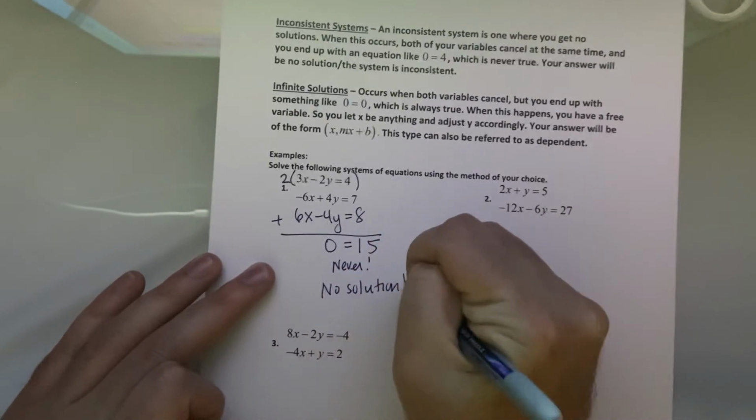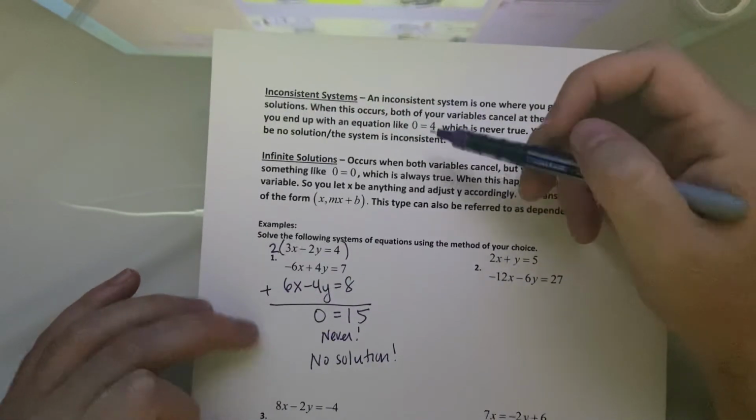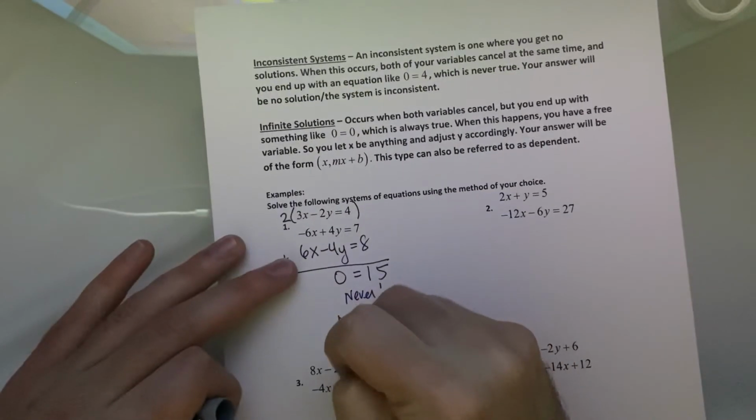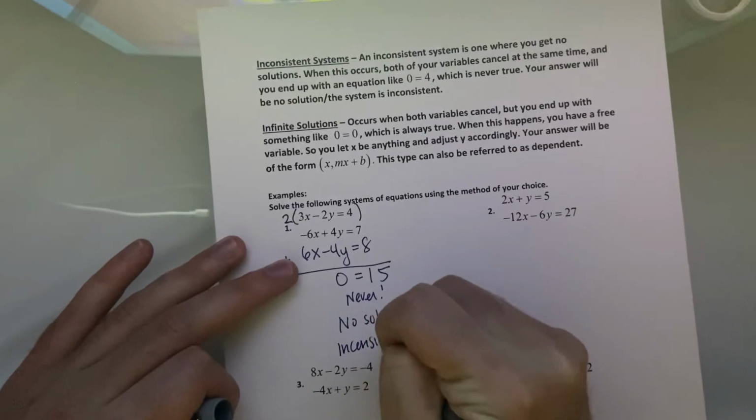What that means is whenever you get 0 is equal to something else, or two numbers that are not equal to each other, you have no solution. Another way to say that is inconsistent system.